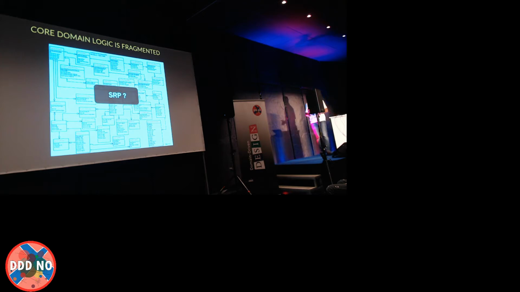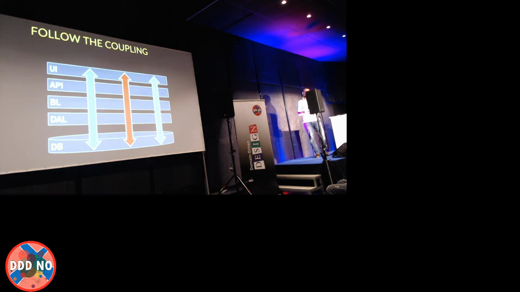So what we try and do with services is follow the coupling. Looking at our traditional layers, so UI, API, business logic, data access layer, database, etc., we try to look within those layers to see what's coupled to what. Different parts of these layers will be coupled to each other. Has anyone also worked with systems where you want to add one field and you end up having to add it in the UI layer, in the API layer, in the business logic layer, in the data access layer, and eventually in the database?